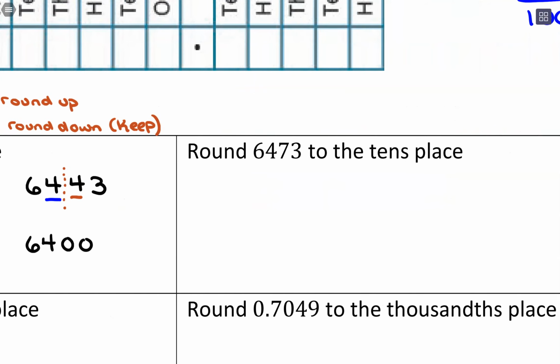Let's try this with this next case. So this is the same number, 6473, but now I'm rounding to the tens place. So what I'm going to do is have my number stop there and round everything else, or make everything else zeros. And then because that's a 3 right there, we're going to round down. So what that means is I will have 6,400, and then that 7 stays the same, and then that 3 turns into a 0.